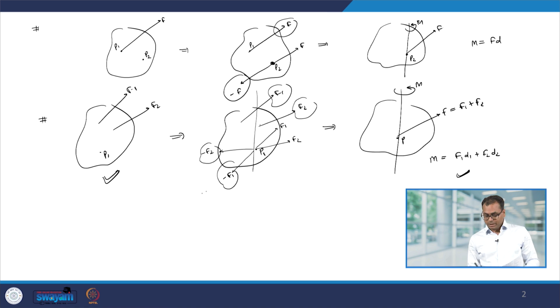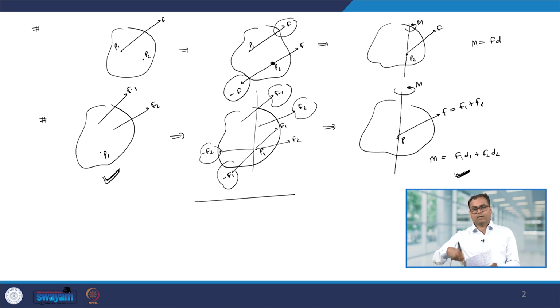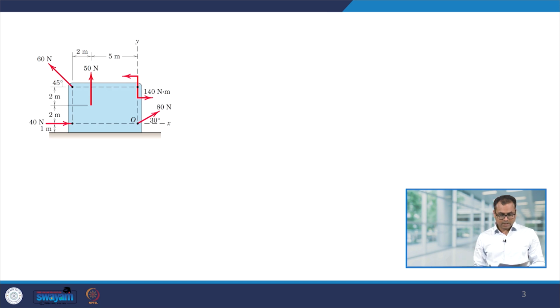Now, we do not need these intermediate steps. What we need is the initial and the final result, wherein we take these forces, translate them to the desired point, and then calculate the moment about that point. And then you also calculate the resultant force at that point. So, let us make use of these concepts and look at this problem statement.